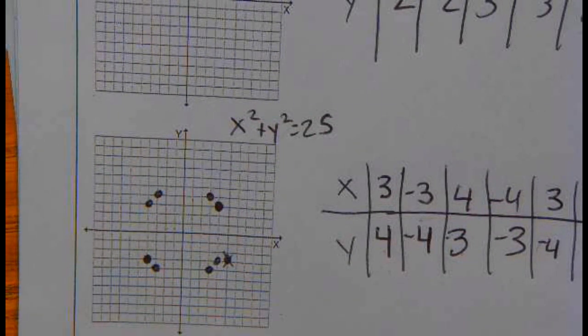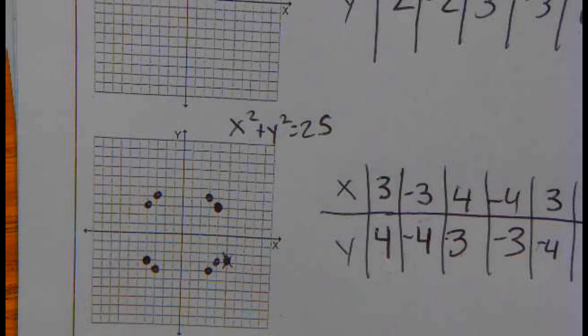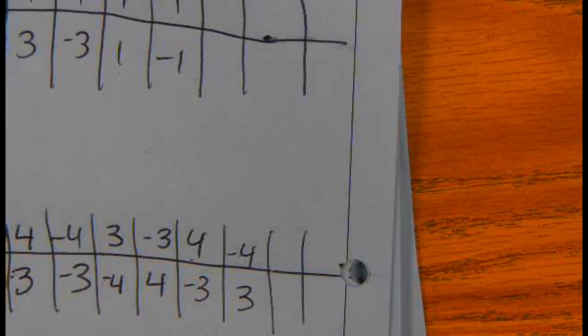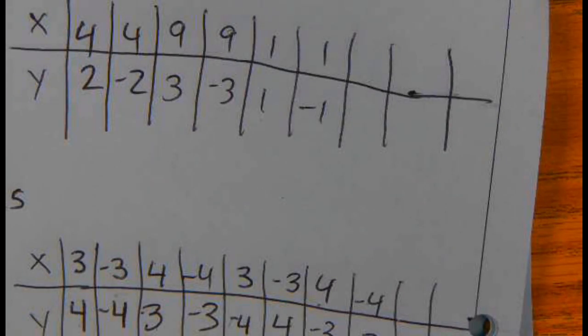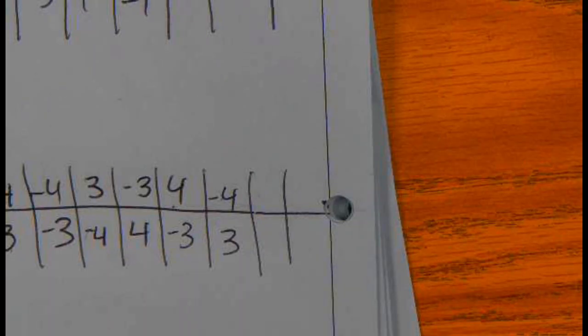So, what's this shape? I've heard of a circle before. Let's see if that's correct. Any other points we can come up with? 5, 0. Is that what you were going to say?